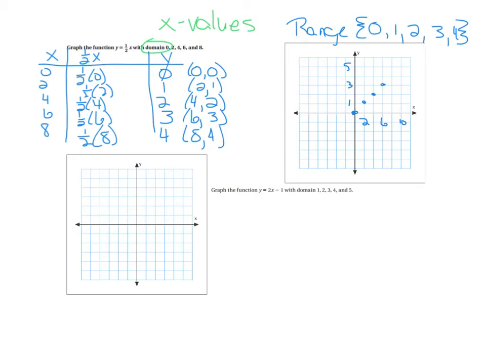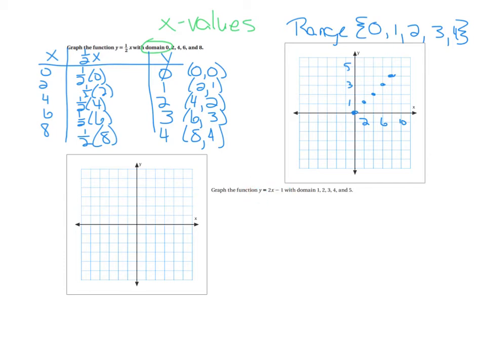Make sure you pay attention to your scale. And 8, 4. So I plotted those points, and I'm not going to connect them. The reason I'm not going to connect them is they gave me specific values for the domain. These are my domain values, so that's all I plugged in. Those are the only points I have. Okay? Now, here's a little bit different one.